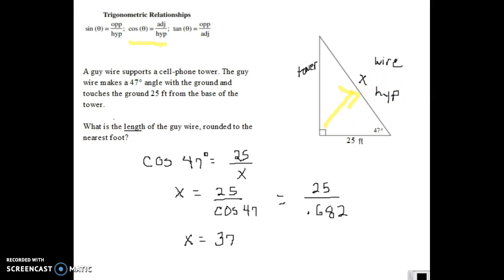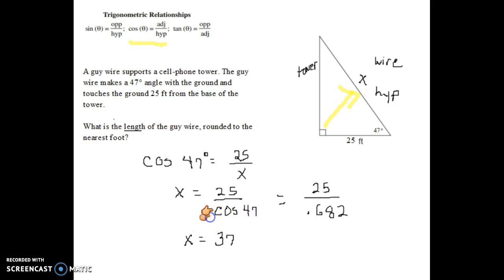If I decide which ratio to use, I've been given this 47. I've got the adjacent and I want the hypotenuse. So adjacent and hypotenuse is going to be my cosine. So I can say the cosine of 47 degrees is equal to 25 over x, and then swap these sides because I'm looking for x. So x is 25 divided by cosine of 47.